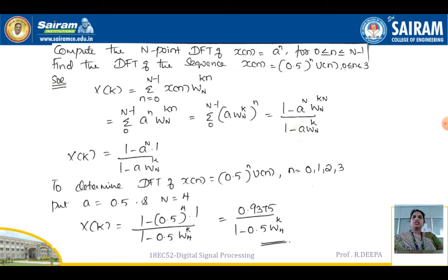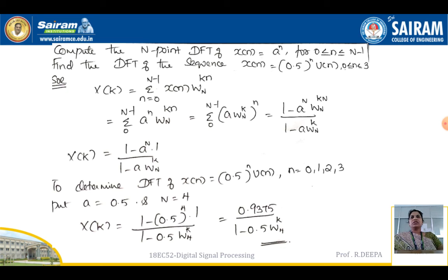So let us go with the next problem. You have to compute the N-point DFT of x of n, which is a power of n for n ranging from 0 to n minus 1. Find the DFT of the sequence x of n, which is 0.5 power of n into u of n, where small n ranges from 0 to 3. So you have to find the N-point DFT of a power of n as well as 0.5 power of n into u of n, where the range of n is given as 0 to 3. So let us find what is the N-point DFT of a power of n first. Later instead of a we will substitute 0.5 and we will calculate.